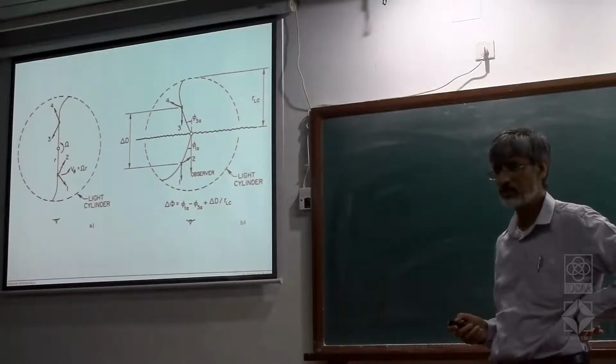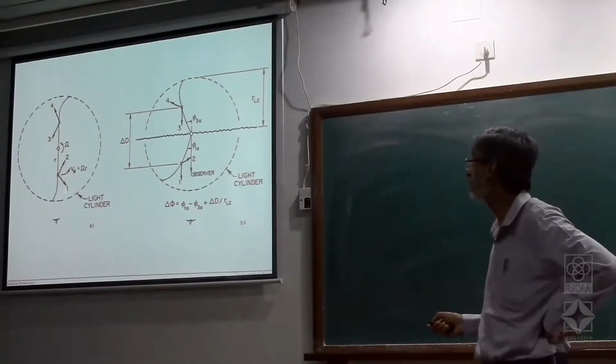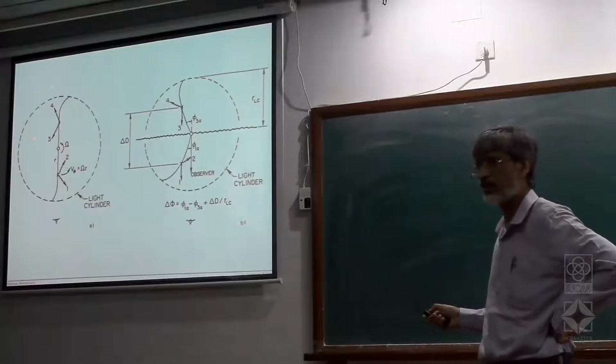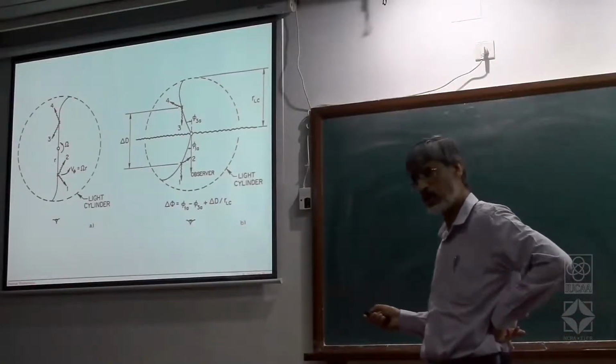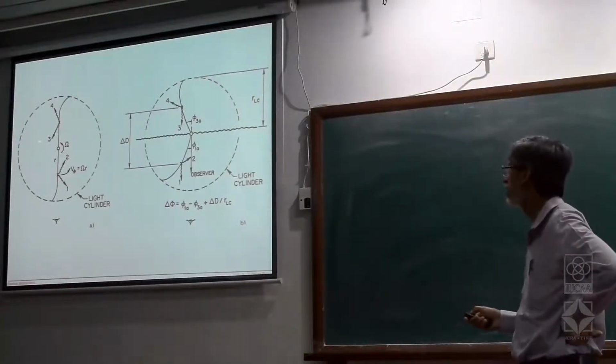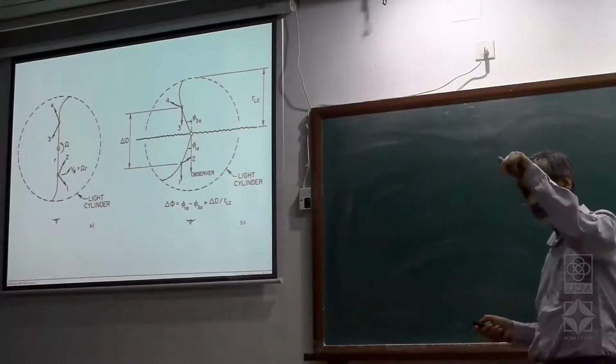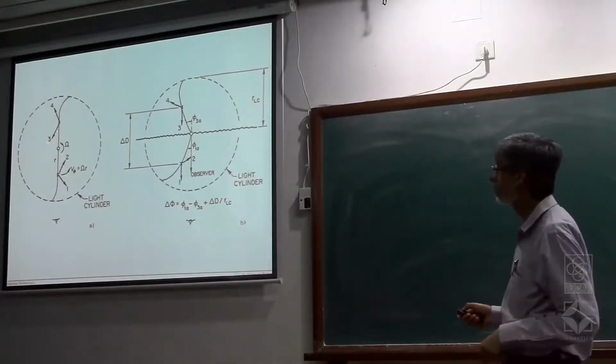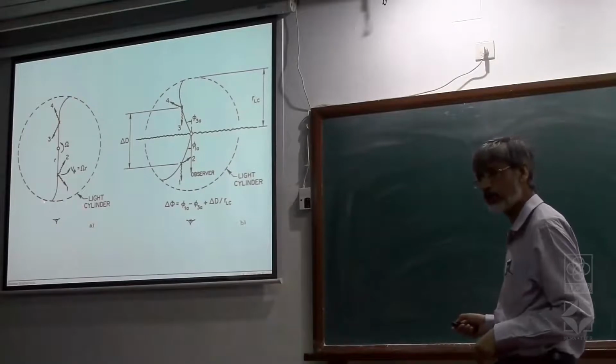But 3 and 1 will be much less separated in time than 1 and 2. No, that's because we have drawn it that way, right? So yes, you're right, in the sense that there is an emission by inward going particles, and this is an emission by outward going particles.